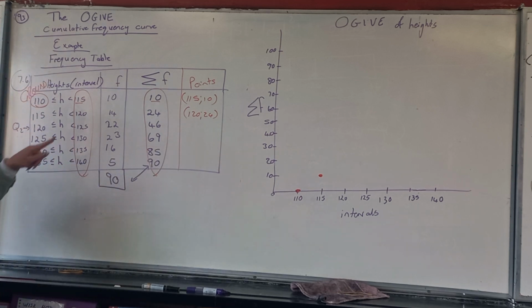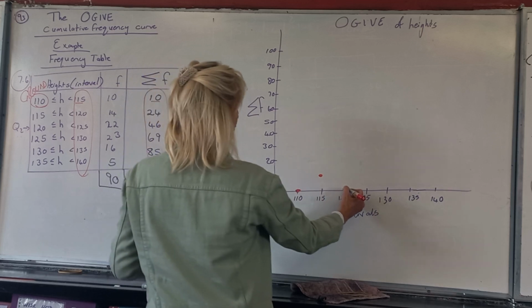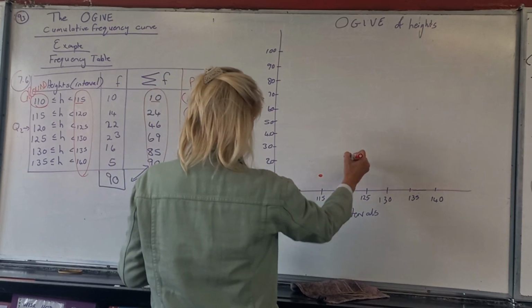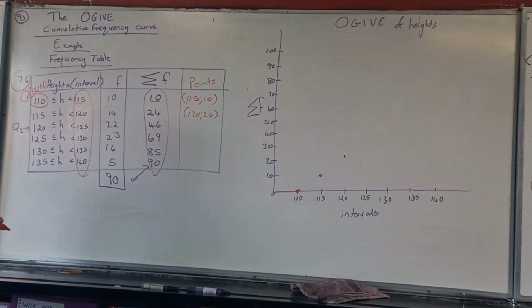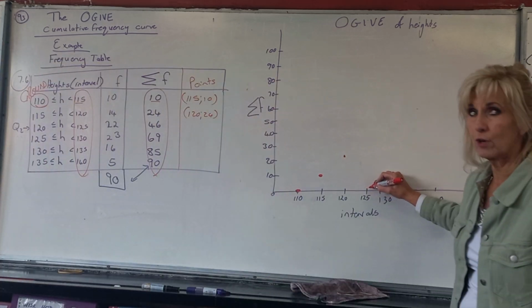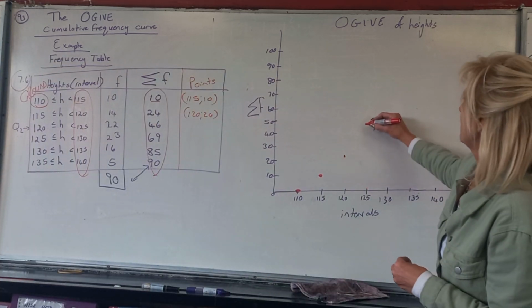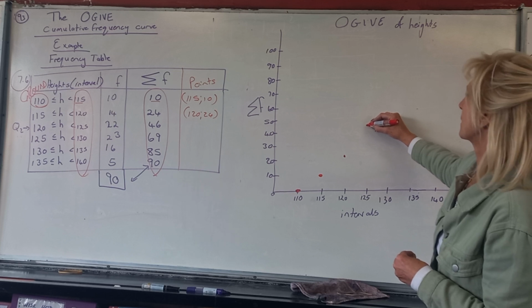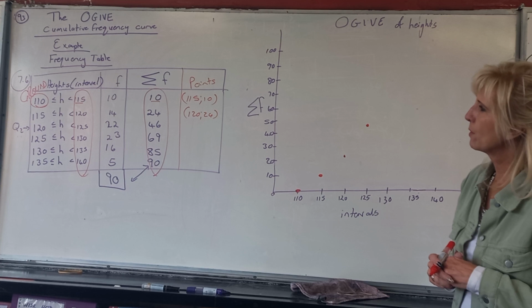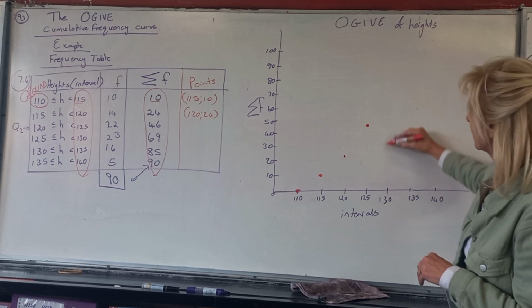So what's the next point? 120 and 24, right? 120. I'm trying my best to have it approximately accurate. The next one will be at 125 and 46. Are you with me? You've got to sketch it yourself. 125, 46, which is accurate, guys. Okay, next one. 130, 69, right?